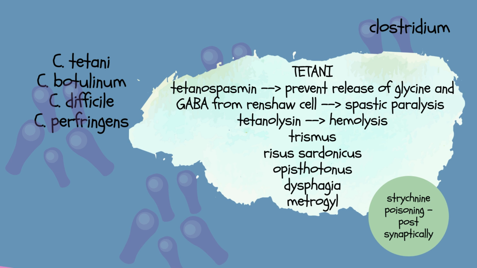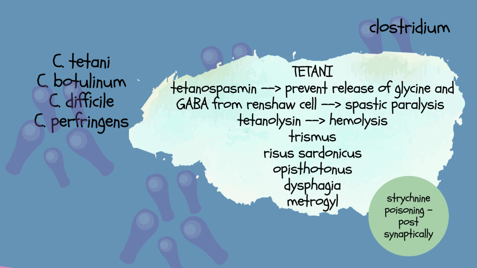Tetanolysin causes hemolysis, but the major manifestation of tetanus is by the tetanospasmin, which is preventing the release of glycine and GABA from the Renshaw cell. So these are inhibitory neurotransmitters, and that is being prevented. So that causes spastic paralysis. So in tetanus we have spastic paralysis. In botulinum we have flaccid paralysis.